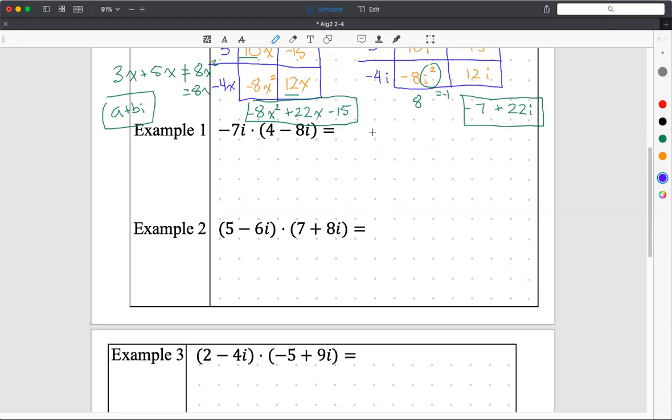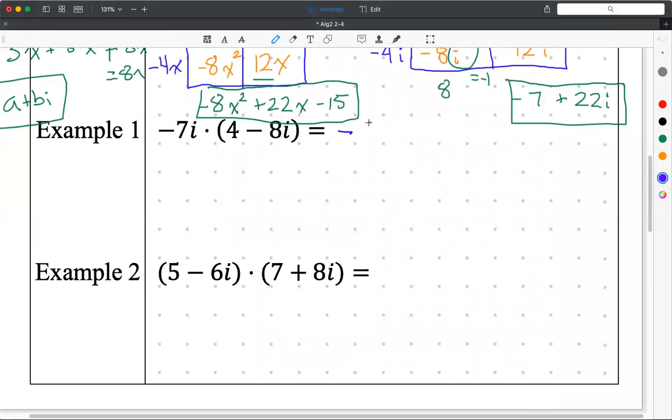Example number 1, what answer did you get, Andres? I got negative 56 minus 28i. Negative 56. Did you say plus? Minus 28i. All right, thumbs up, thumbs down. Is that what you got? I'm getting lots and lots of thumbs ups. Very nice. All right, let's do example number 2.